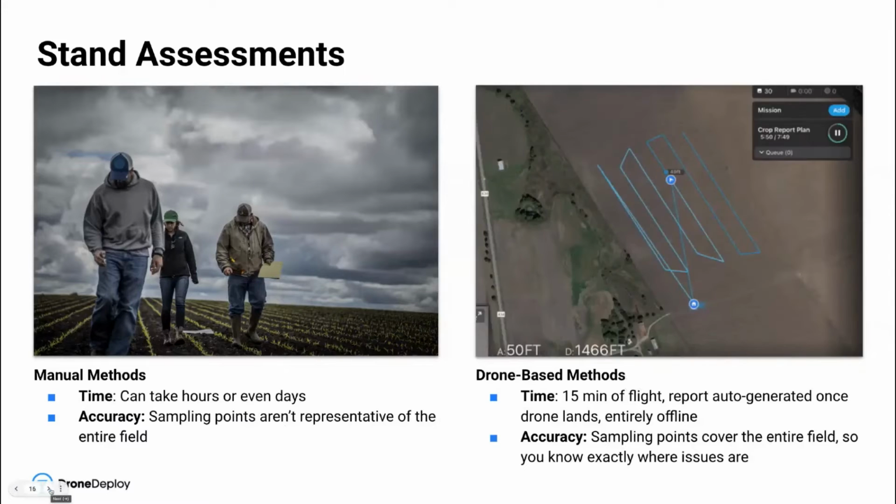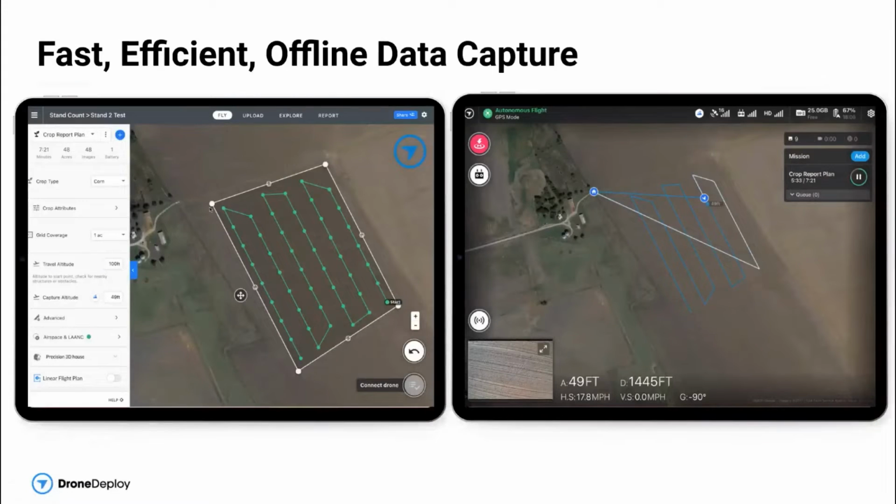Let's look at DroneDeploy in action on this. On the left here, we see the planning screen. We're doing the crop report. We see this is a 48-acre example mission, and it only takes 7 minutes to fly. So super fast. We've identified the crop. DroneDeploy stand count works with corn and soy.